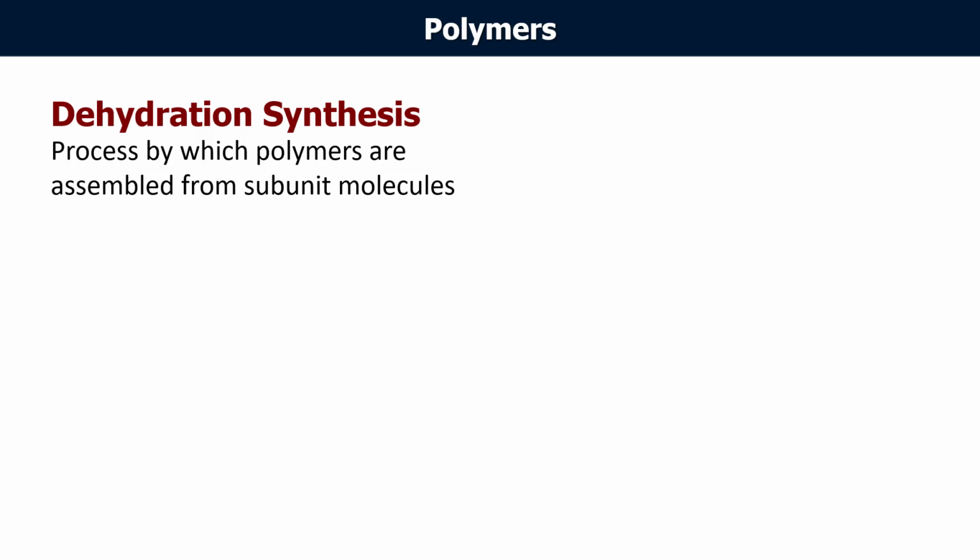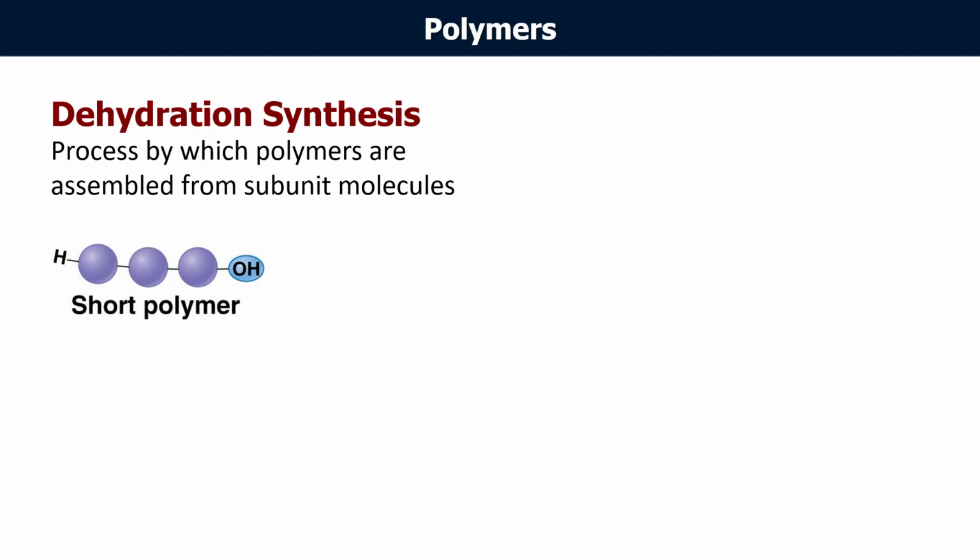Well, there's a process that's used whether we're building carbohydrates or proteins or lipids or nucleic acids. The process that's used is called dehydration synthesis. This is the process by which polymers are assembled from subunit molecules. This is how, for example, we would link glucoses together to form that polymer of glucose. So let's say we already have a short polymer. Here's one that's got 3 subunits in it. And notice that it has the OH-H orientation on it.